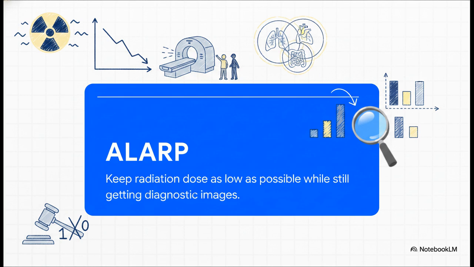We also use DRLs, or diagnostic reference levels, to make sure departments aren't creeping up their doses over time. Just remember for the exam, DRLs are national benchmarks for departments to compare themselves against. They are absolutely not strict legal speed limits for an individual patient.